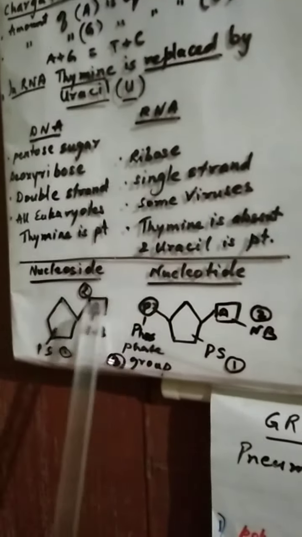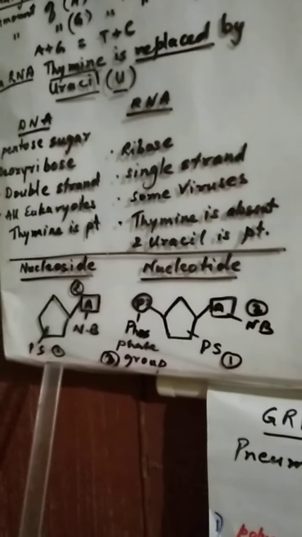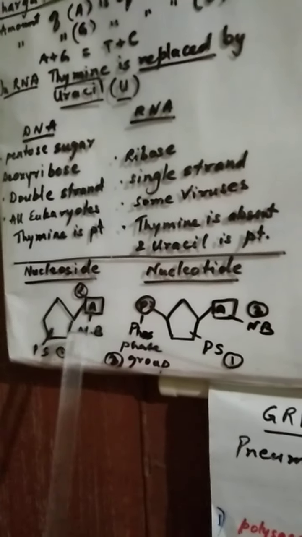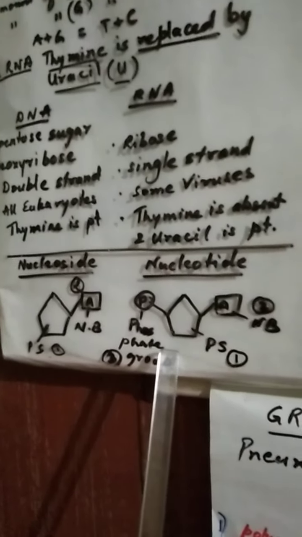The difference between nucleoside and nucleotide is often asked. So do remember, a nucleoside consists of pentose sugar and nitrogen base only, while a nucleotide is made up of three things: pentose sugar, nitrogen base, and phosphate group.